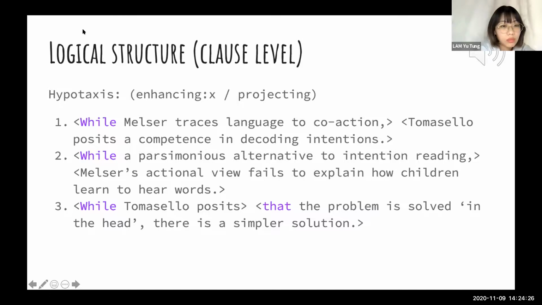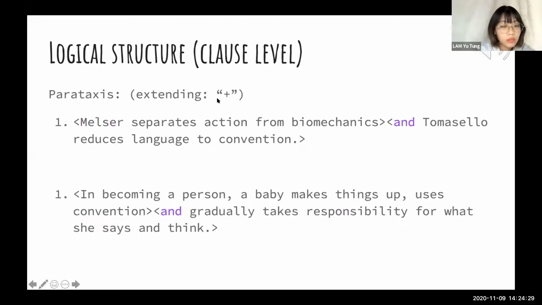The text also includes parataxis. Both sentence 1 and 2 use the extension strategy. The highlighted word "and" is the coordinate conjunction used to join two separate clauses together. Sentence 1 describes two actions done by two persons respectively, and the conjunction "and" is used to join them together into one sentence. And in sentence 2, the elements for a baby to become a person are also linked by the coordinate conjunction "and".